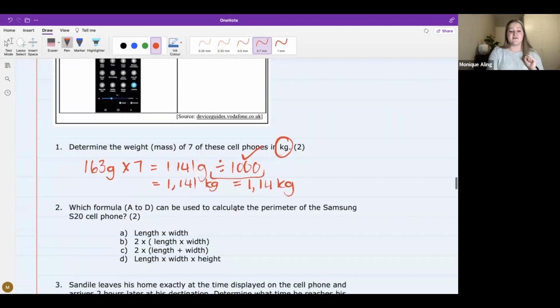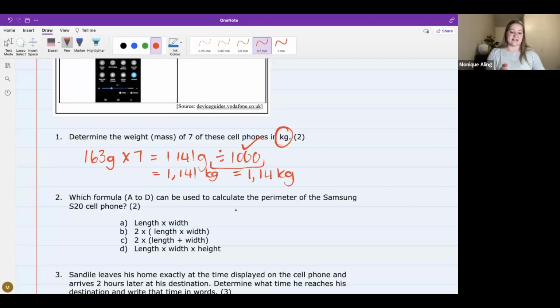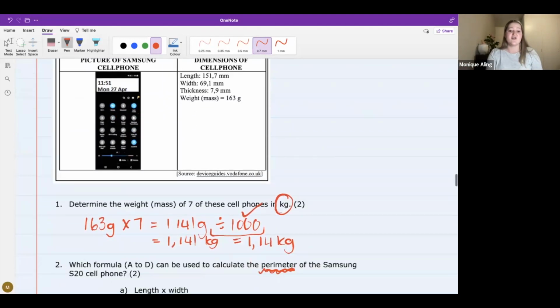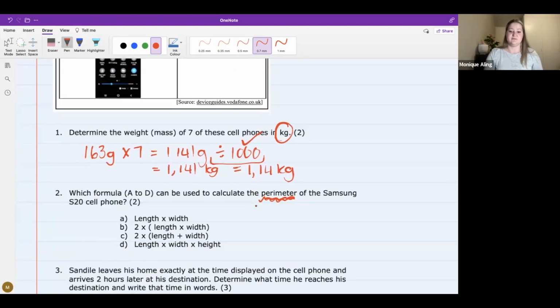Okay, which formula, so we're going to choose between A, B, C, D, can be used to calculate the perimeter of the Samsung cell phone? What formula can we use out of the 4 options to work out the perimeter of the Samsung, which is a rectangle? Is it A, B, C, D? Remember, perimeter, not area. Ooh, again, lots of different answers here.